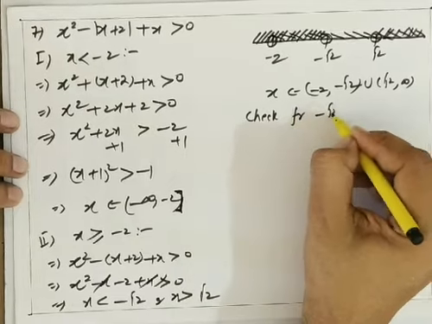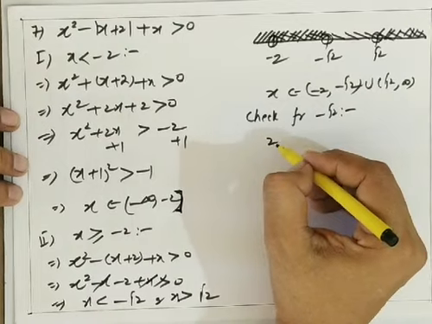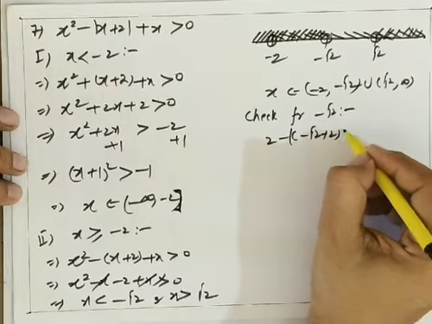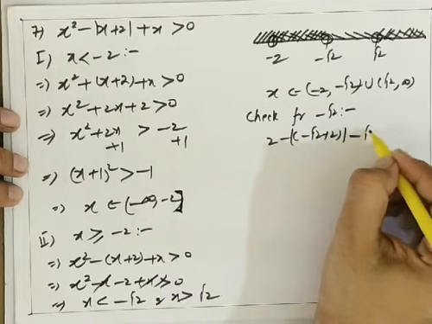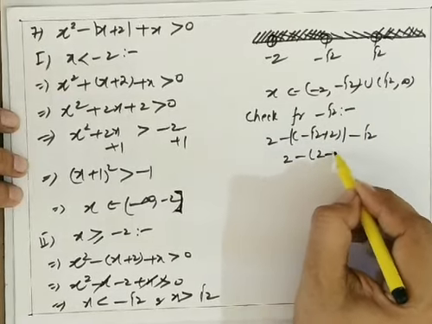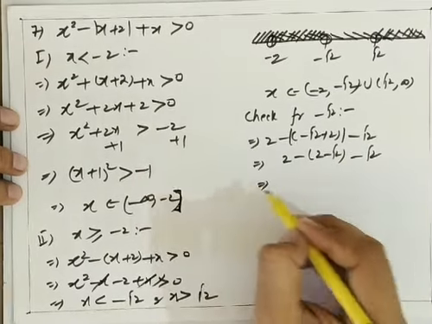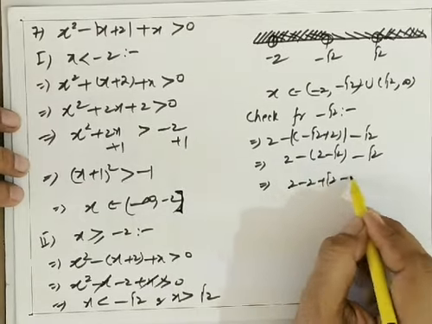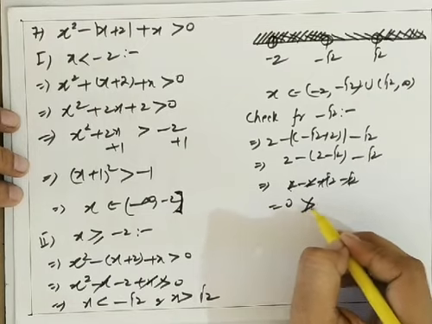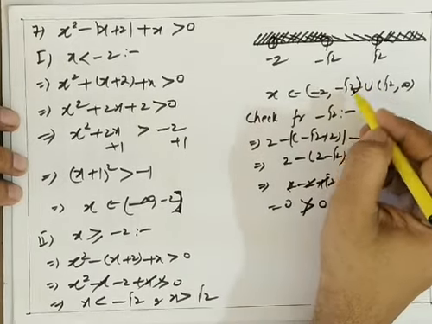Check for -root 2 in the given equation. It will become 2 - root 2 + 2 in the mod, and -root 2. So 2 - root 2 is already positive, so it will become 2 - root 2. Mod will be removed, -root 2. That means 2 - 2 + root 2 - root 2. This is 0, which is not greater than 0. Okay, so that is not satisfying. That means we have taken a round bracket over here, that is right.